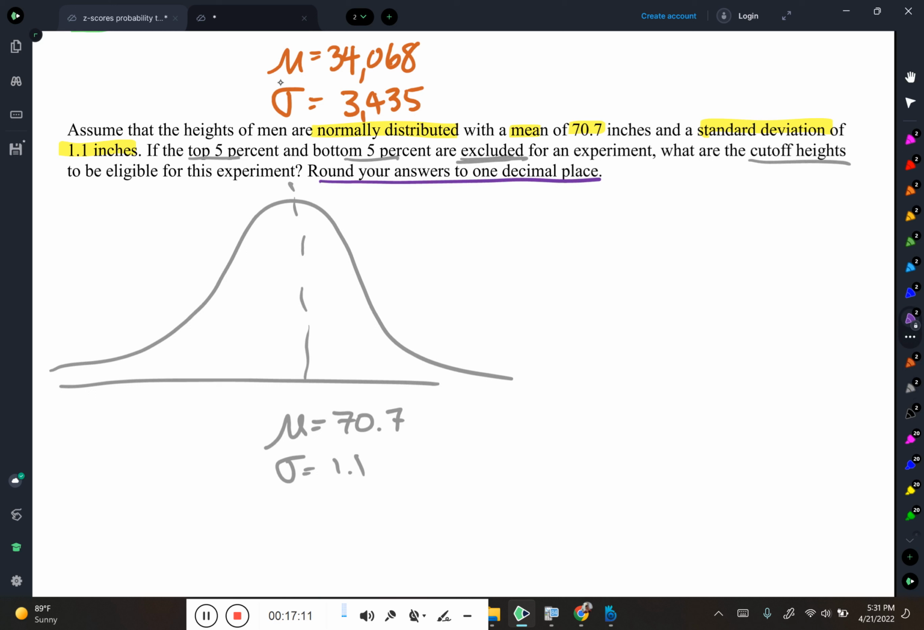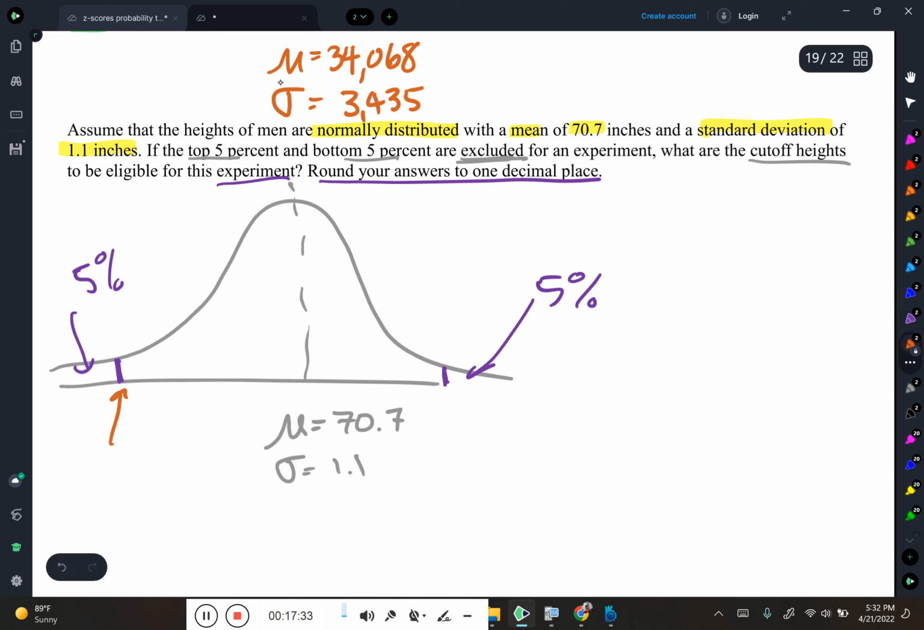All right, so we need to cut off people on both ends. We need to cut off 5% here and 5% there. So for whatever reason, we have an experiment where we don't want short people and we don't want tall people. We just want people in the middle. So I need to find out what are those values to cut that off. Like, what is that number and what is that number? Well, this one looks like a left tail, and so I can just do that. This one looks like a right tail. I can't do that, so I have to turn that right tail into a left tail.